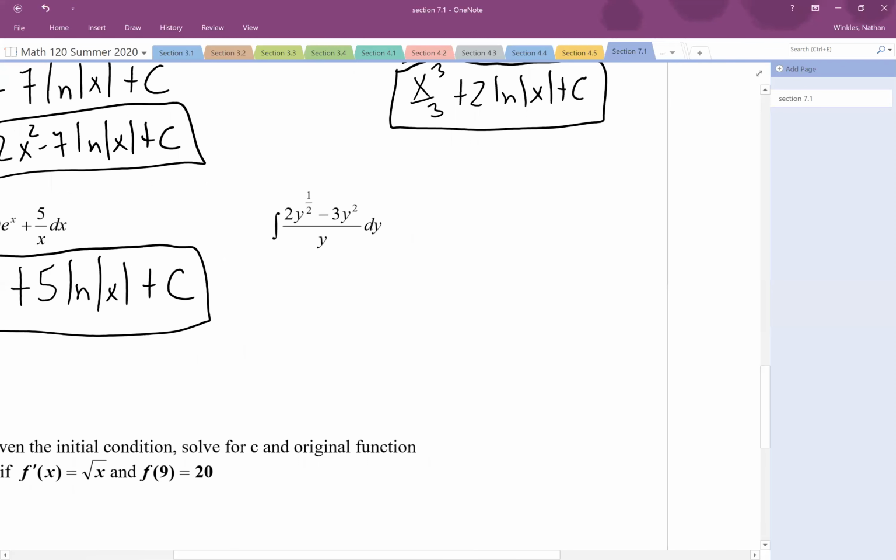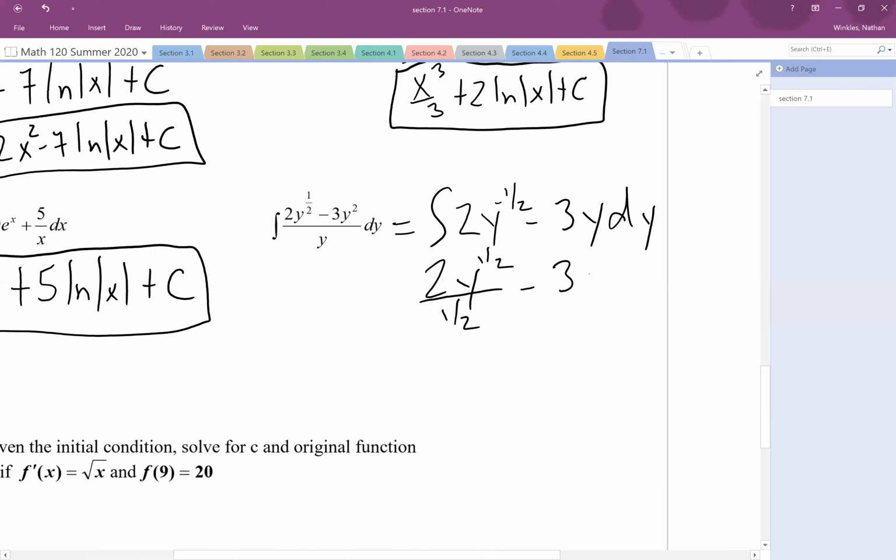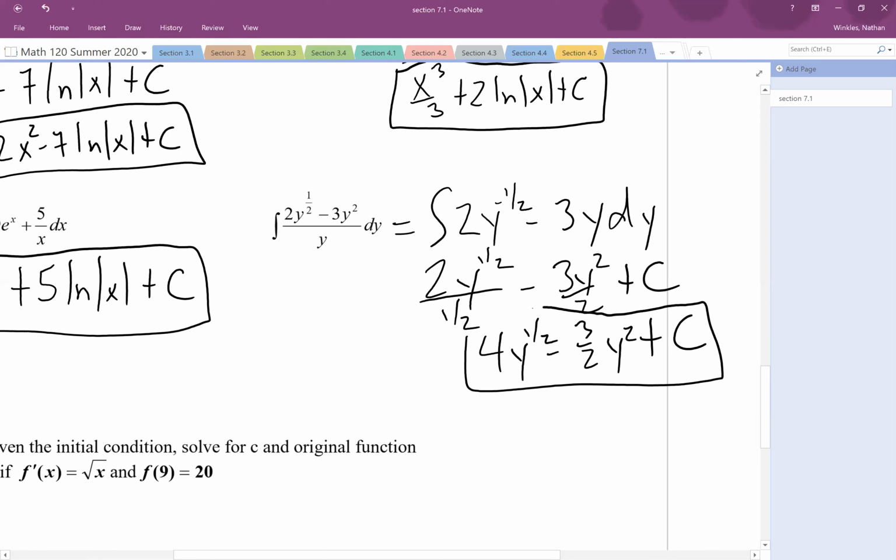For this one right here, we want to divide into each one of these. So this becomes the integral of 2 times y to the negative 1/2 minus 3y dy. So 2y to the 1/2 divided by 1/2 minus 3y squared over 2 plus c, or 4y to the 1/2 minus 3 over 2 y squared plus c as our final answer here.